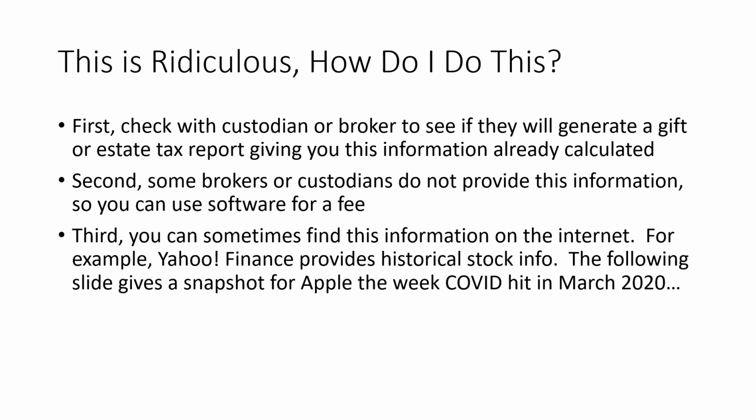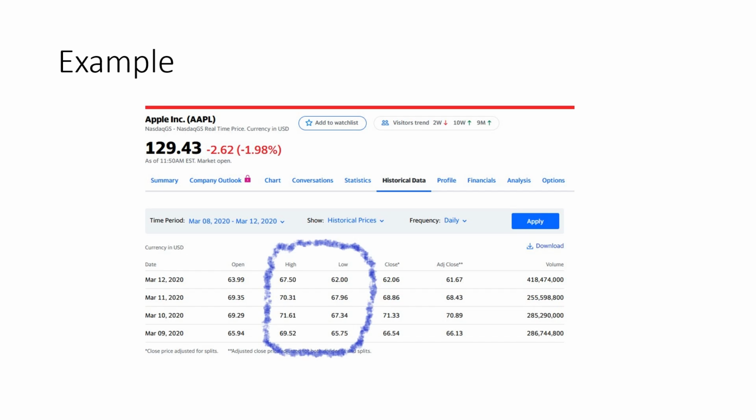So for example, in the past, I've used Yahoo Finance extensively because it provides historical stock info. So the following is a snapshot for Apple for the week COVID hit in March 2020. So this is what it looked like that week, and as you can see, we have indicated some columns with the high and low selling price. So for example, if you had a valuation date of March 12th, you'd ignore this closing price of 62.06, and instead you'd average the high of 67.50 and the low of 62, and that would give you your average selling price for that date. I'm not going to do the math here, but that gives you a general idea.